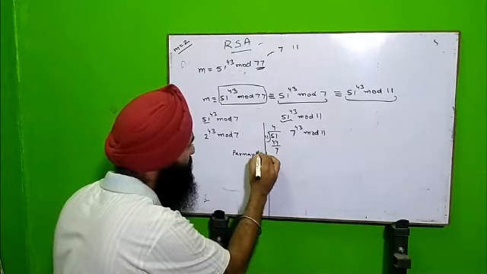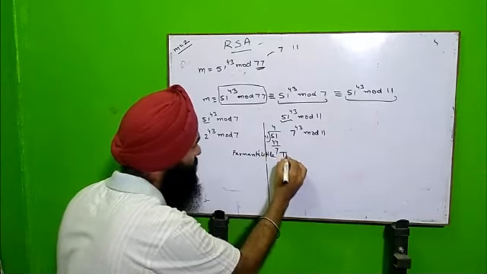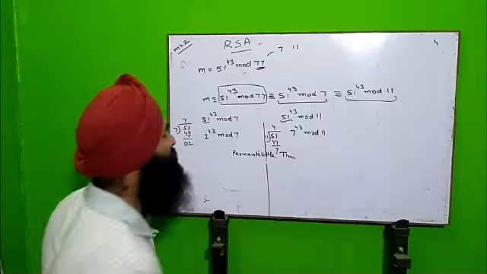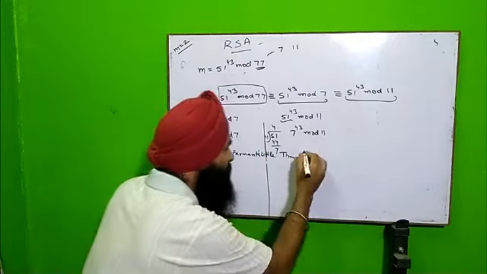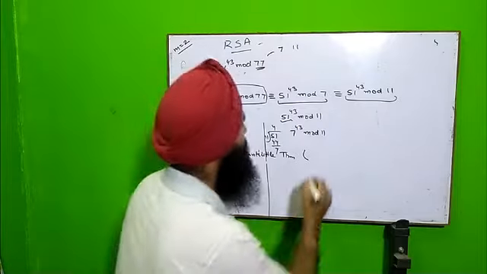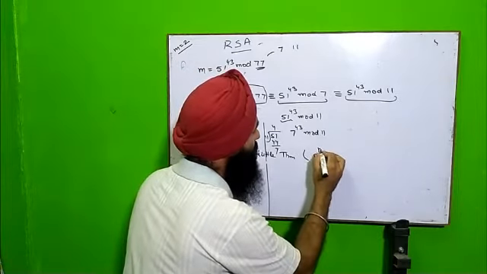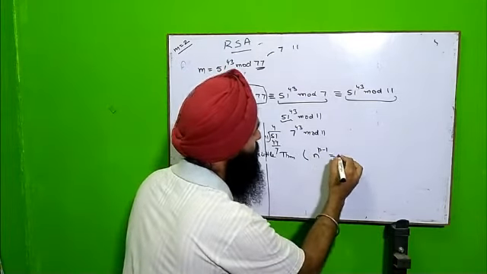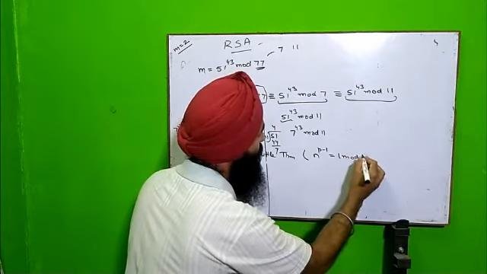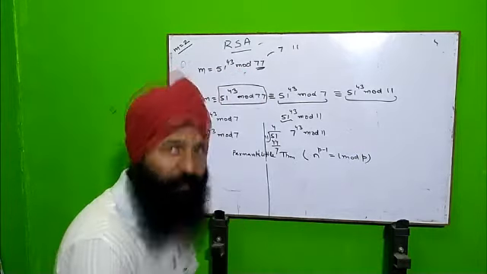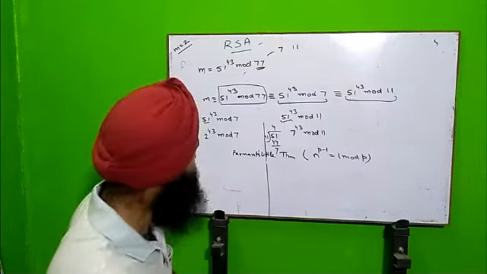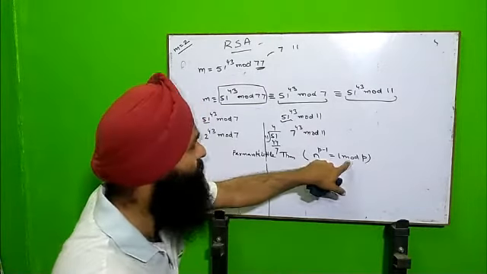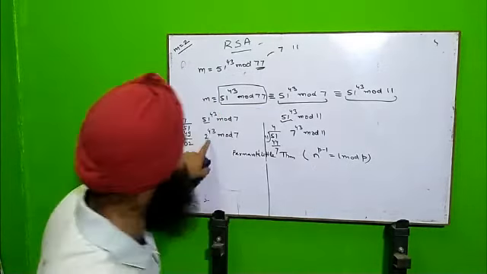Fermat's little theorem. Now what Fermat's little theorem says is that n raised to the power p minus 1 is equal to 1 mod p. So that is Fermat's little theorem. We are going to exploit this to reduce this equation.